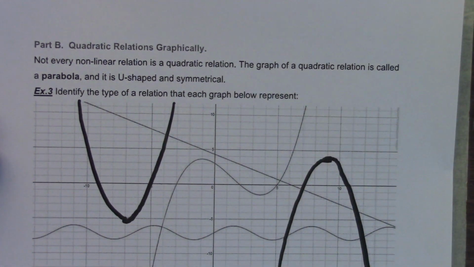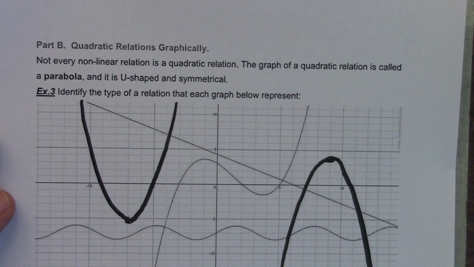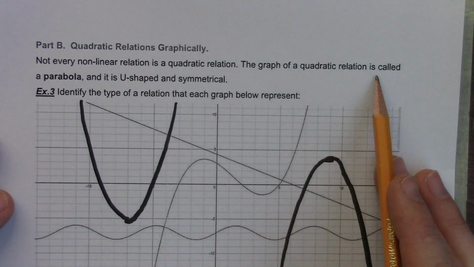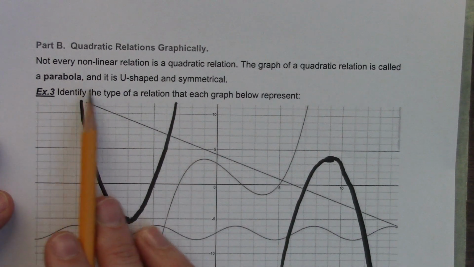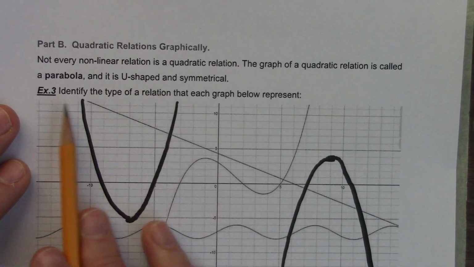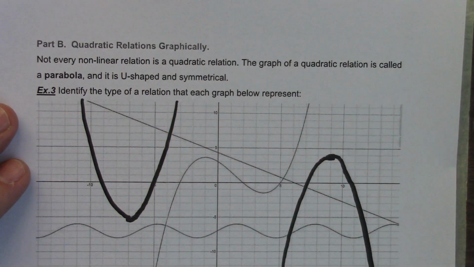Quadratic relations graphically. So not every nonlinear relation is a quadratic. The graph of a quadratic relation is called a parabola, and it is U-shaped and symmetrical. Identify the type of relation that each graph below represents.